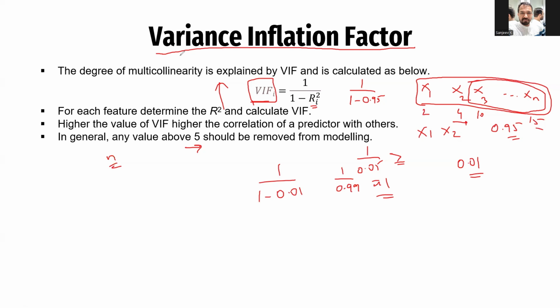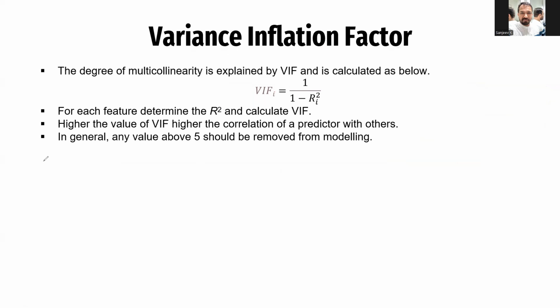Okay, but you should know what is variation inflation factor and when it should be used. Whenever there is multicollinearity in the independent features, try to use variation inflation factor, find out those features where the VIF score is greater than 5, remove them from the model and make a model. Okay, this is one way.